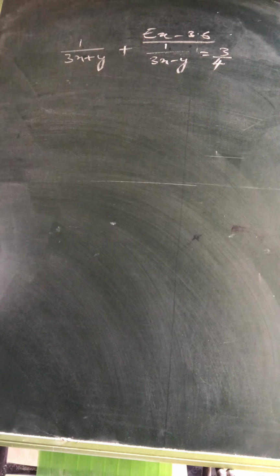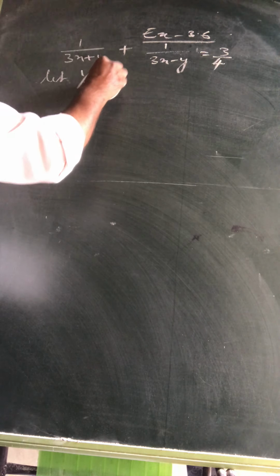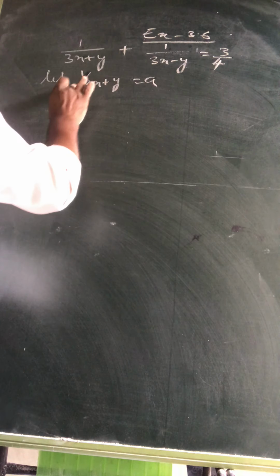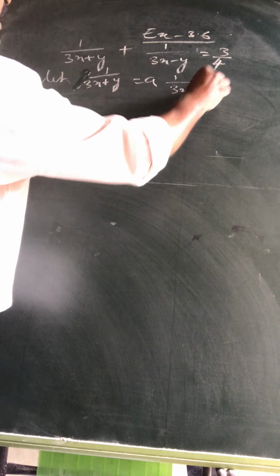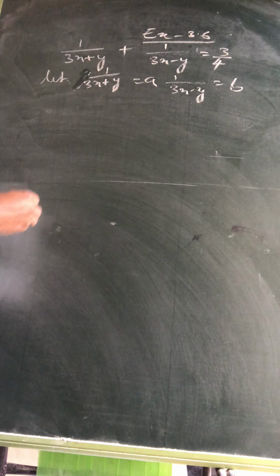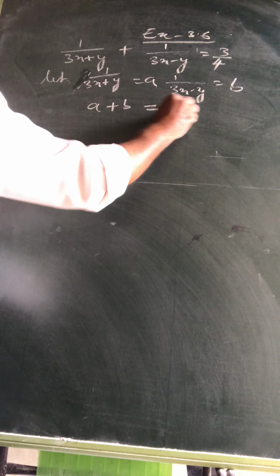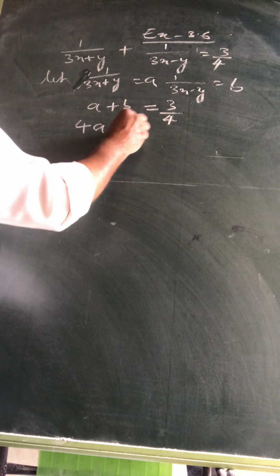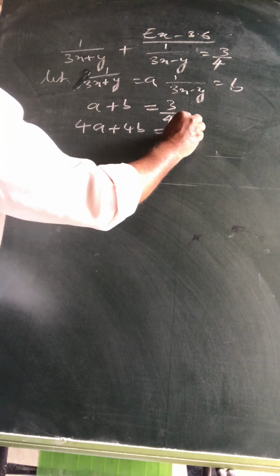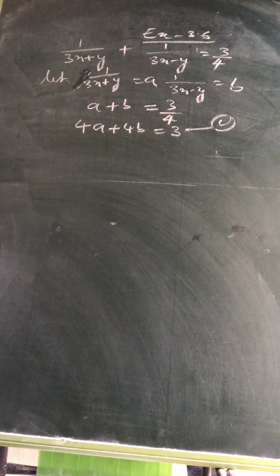Okay, now here only you can write it. Let 1 by 3x plus y is equal to a and 1 by 3x minus y is equal to b. So you can write it as a plus b is equal to 3 by 4. Now you can do the cross multiplication: 4a plus 4b is equal to 3. It is the first equation. So we have reduced the first equation.